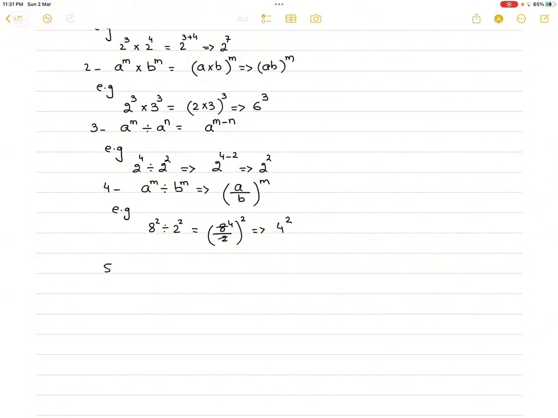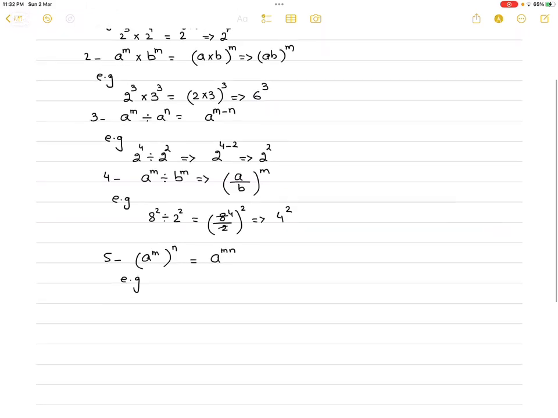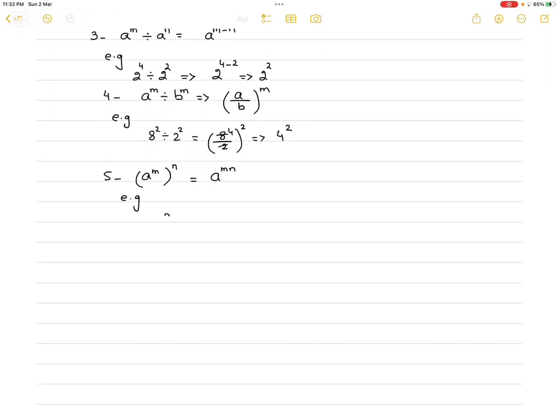Number 5. If I have a power m whole power n, so we have to remember that powers always multiply with each other, so I will write a power mn. For example, if I say 2 power 3 whole power 2, so I will write it like 2 power 3 times 2 is 6. Number 6 rule, if I have a power 0, the answer is 1.